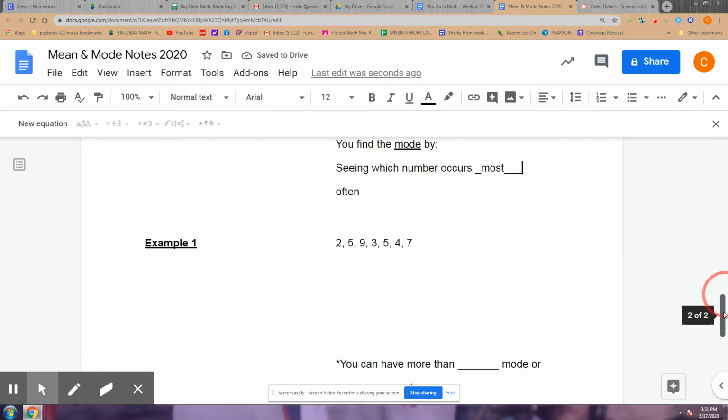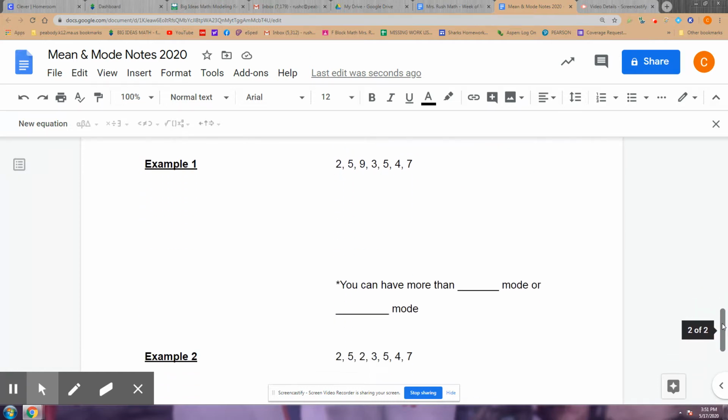Okay, example 1. Let's look at our numbers. We have 2, 5, 9, 3, 5, 4, and 7. So we want to look and see which number appears there the most. That also means which number repeats the most. Do you see any numbers there that repeat? And I do. I see 2 5s.